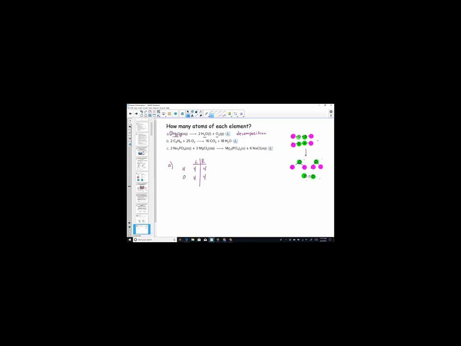The reactants turn to products when we balance our equation. Same number of each atom, we had a decomposition reaction occur. Let's look at letter B. I notice that I have a hydrocarbon.